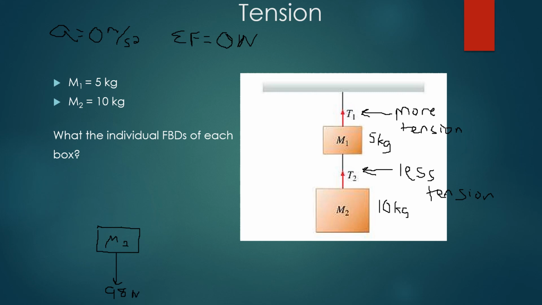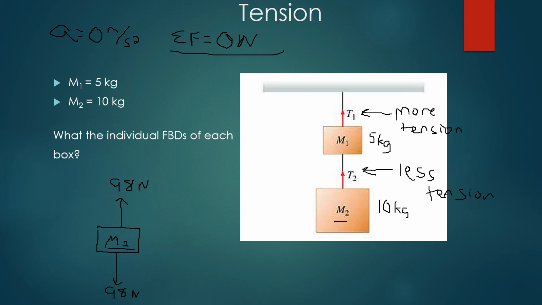The only other force acting on this is the tension force. No other forces are acting on it. So I know that the net force for this box is 0 because it's not moving. It's not accelerating. So that means that the F of t has to be 98 as well, so it can have its two forces cancel out. Do you see how this is a free body diagram for M2?